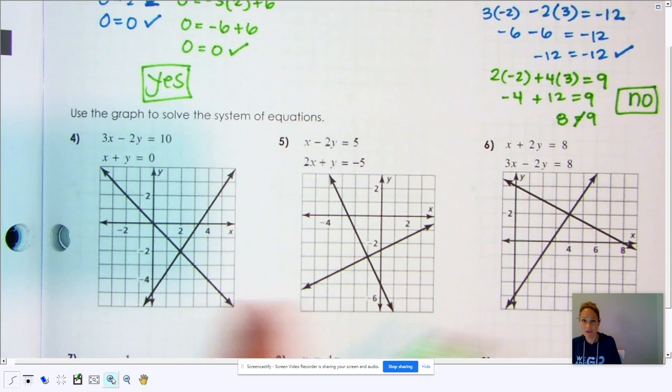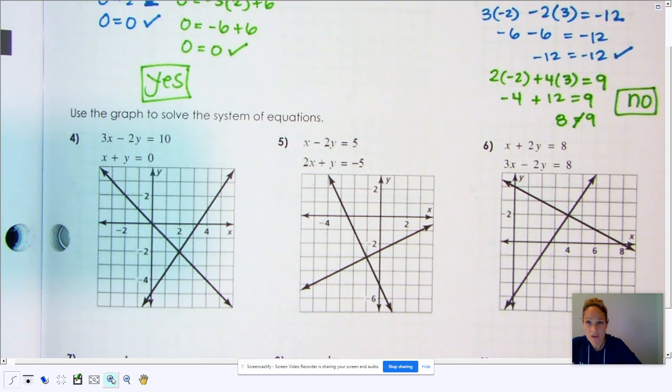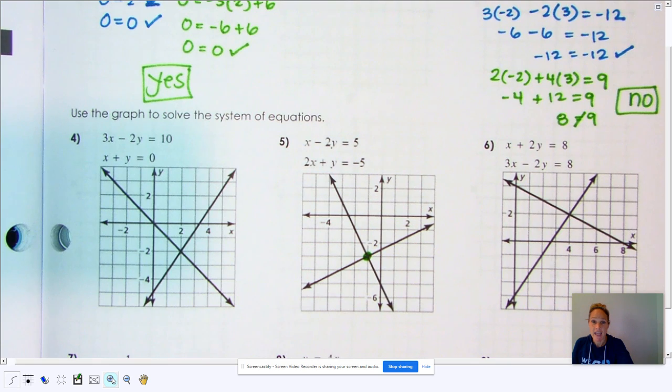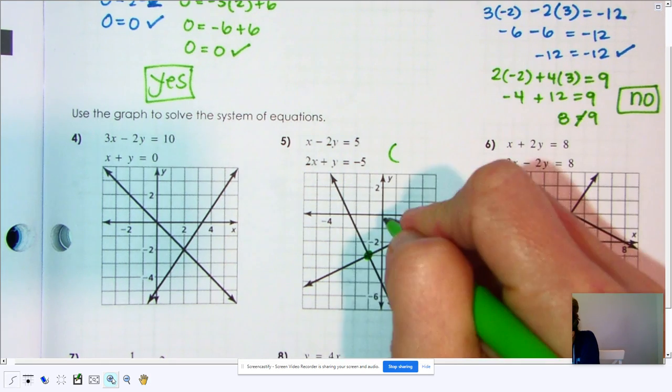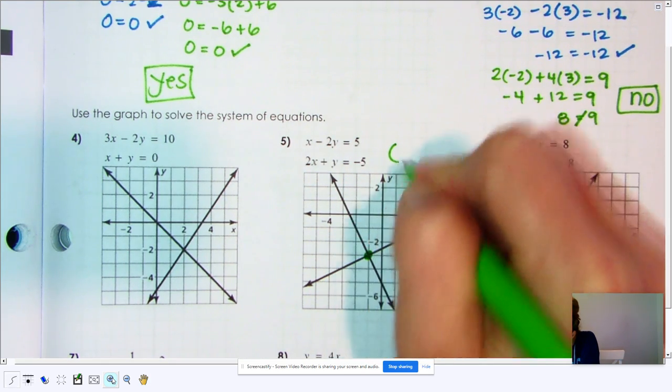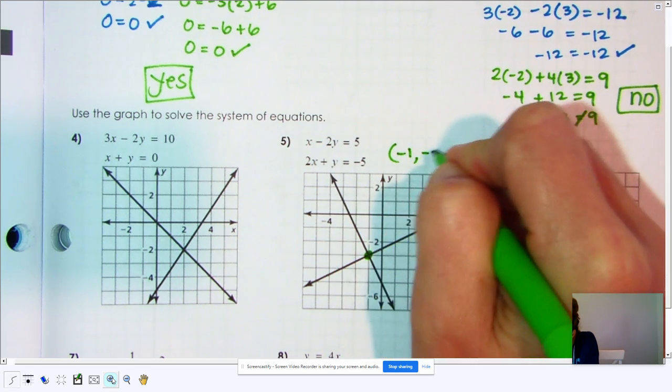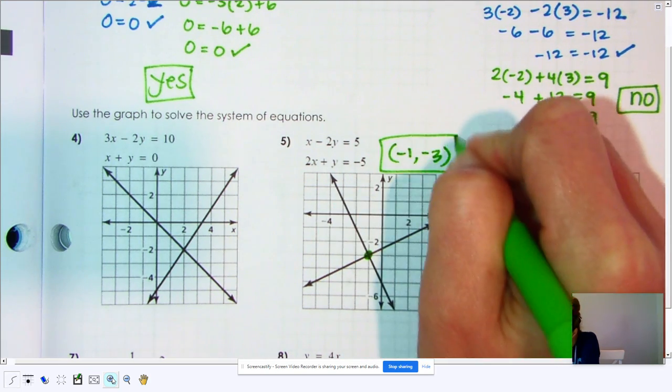These ones already have the graphs for us, so we don't even have to do any work, you guys, except for counting. So remember, the solution is this point where they cross, where the two lines intersect, because that's the point that works for both of those lines. So we just need to write the coordinates for it. In the x direction, we went backwards 1, so negative 1. In the y direction, we went down by 3, so negative 3, and that's it, you guys.